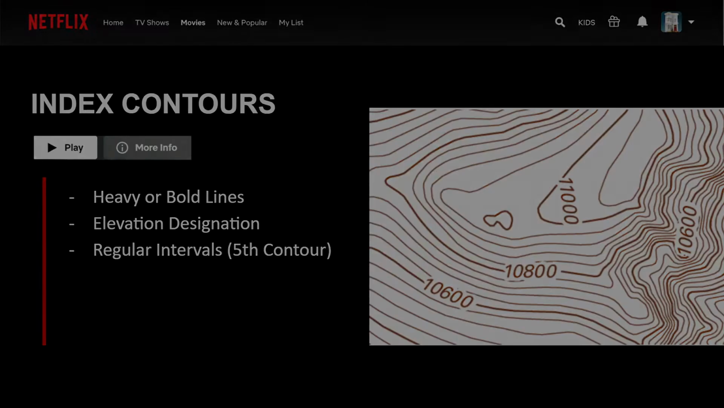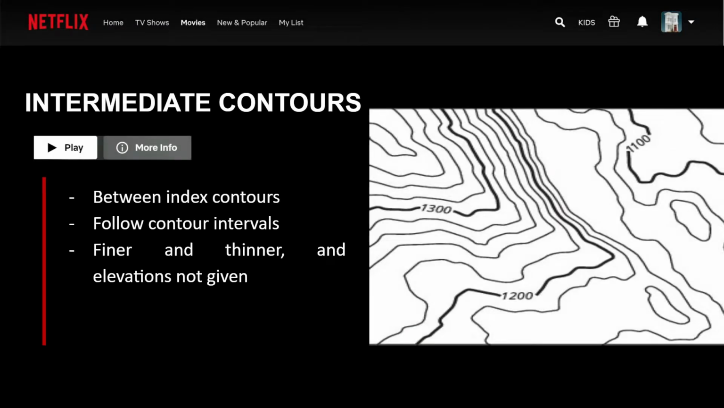Next slide, please. The second type is the intermediate contours. These are contour lines in between the index contours, and they follow the contour interval used in the map. These lines are finer or thinner than the index contours, and their elevations are not given unlike the index contours. A side note to be remembered is when intermediate contours are too close to one another, it is suggested not to draw those short distance lines.